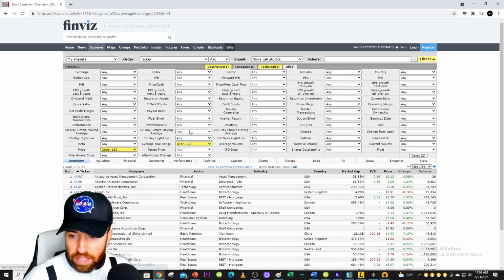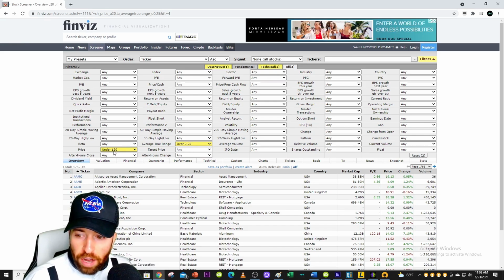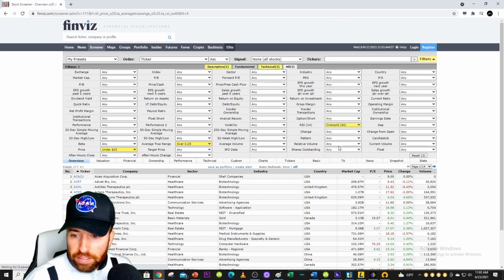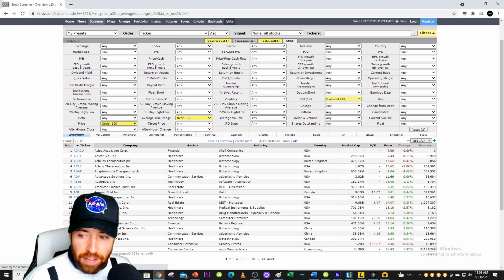So let's just go with any. Let's go to true range over 25, under $20. That's fine. Let's go to the RSI now, and let's just go to oversold stocks. So we have 277 options.